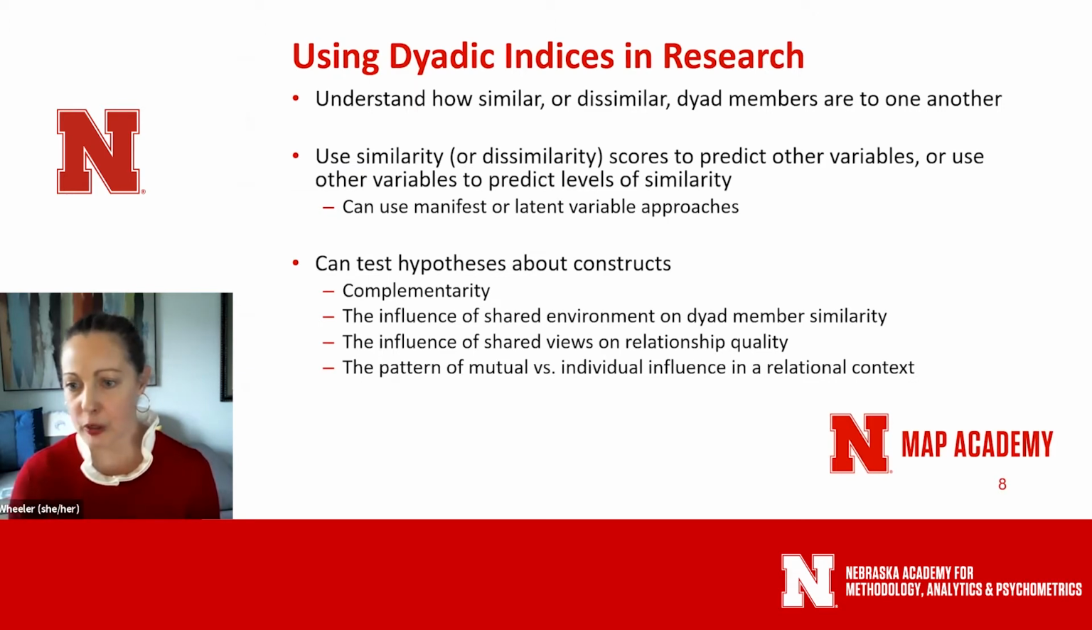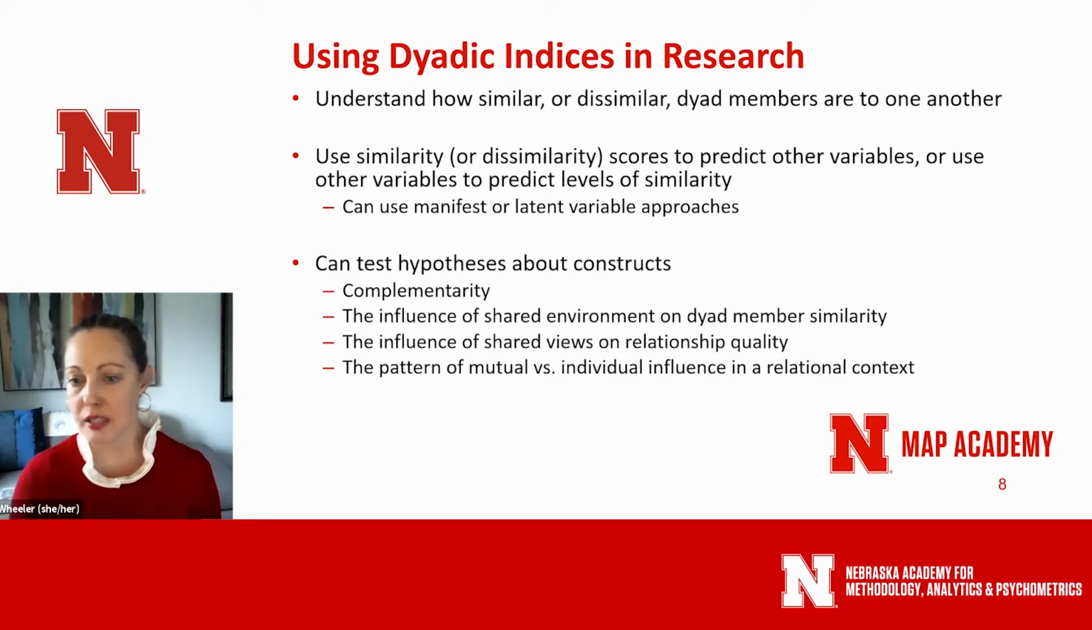So how might you use dyadic indices in particular in research? You can use them to understand how similar or dissimilar dyad members are to one another. You can do this by using similarity or dissimilarity scores to predict other variables, or use other variables to predict levels of similarity between the pairs. So there are both manifest and latent variable approaches to creating this type of index.